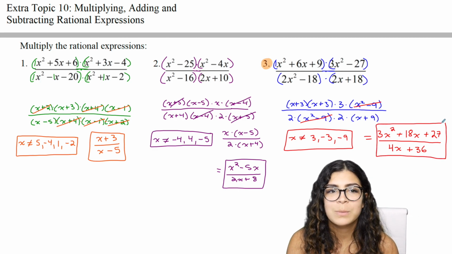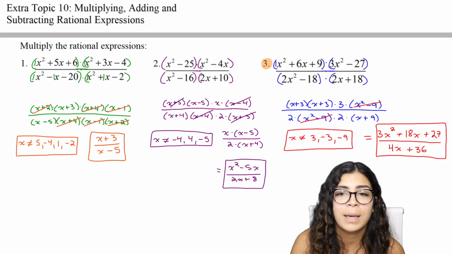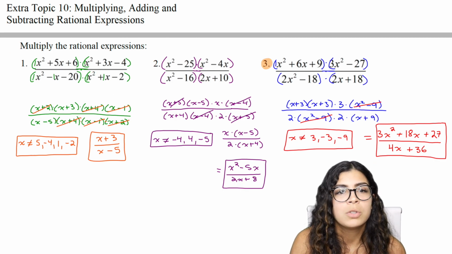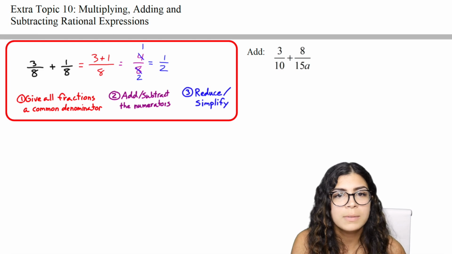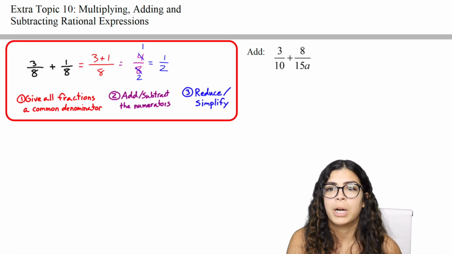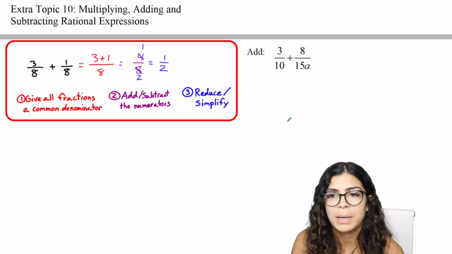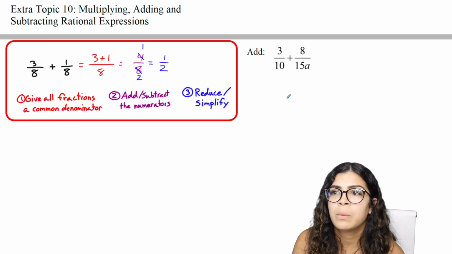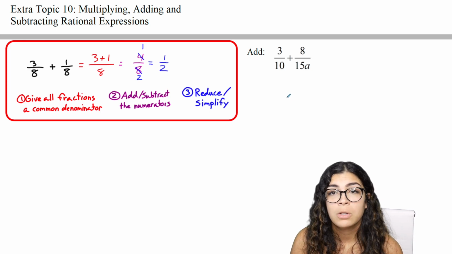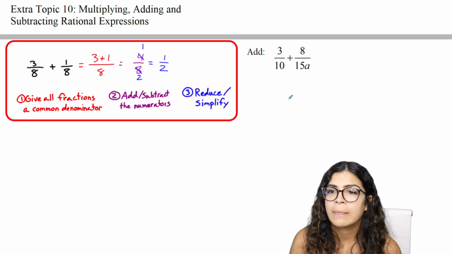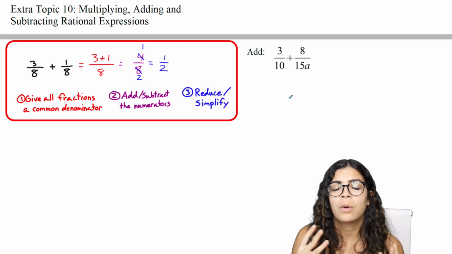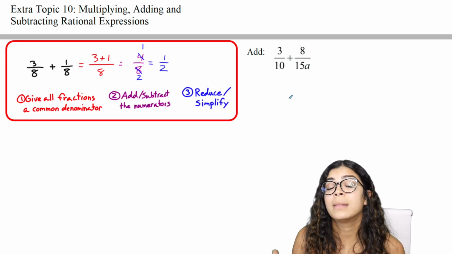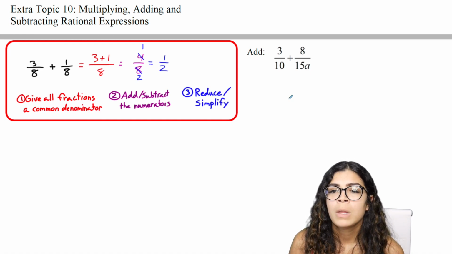All right, let's move on to adding and subtracting, right? So again, let's start simple. What is the basic idea with adding and subtracting fractions? Well, you need a common denominator, right? Now, normally what we do is we have numbers only. So we can very easily manipulate and think about those numbers and say, okay, well, what do I have to multiply to get the denominators to be the same, right?